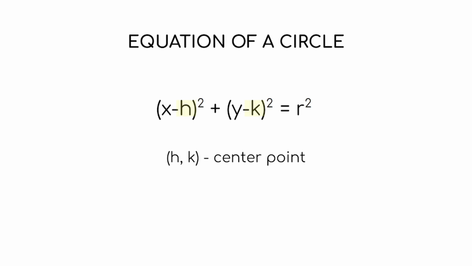And the thing to notice here is that it's minus h and minus k in the equation, which means that whatever number you see there, it's actually going to be the opposite sign. And then r is your radius, and the important thing to notice here is that it's r squared in the equation, so you're actually going to have to take the square root of whatever number to get your radius.